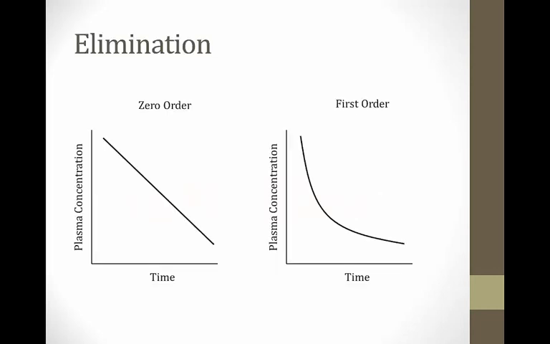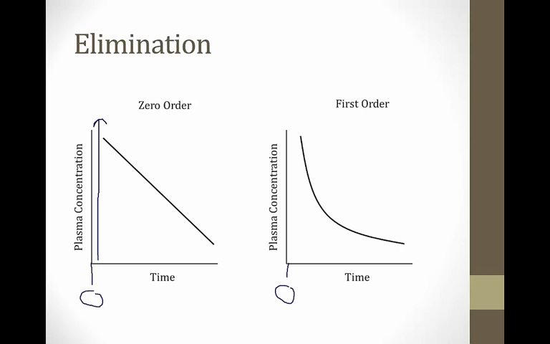Let's imagine that we took a drug and we injected it intravenously into a patient at time zero. I'm going to mark time zero on this graph of plasma concentration over time. I'm also going to mark it on this one over here. So we inject the drug intravenously at time zero, and the concentration therefore shoots up in the bloodstream.